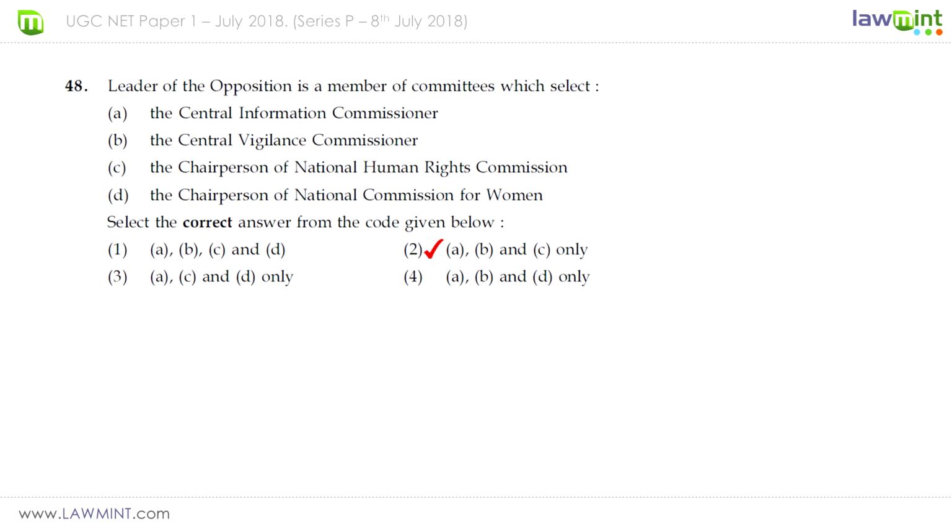Question number 48 asks us, the leader of the opposition is involved in the committees which select which of the 4 given options. Now, the leader of the opposition is not involved in the selection of the chairperson of National Commission for Women. Therefore, the remaining 3 A, B, C are true. So the answer choice 2, which has A, B, C only, is the correct answer for this question.